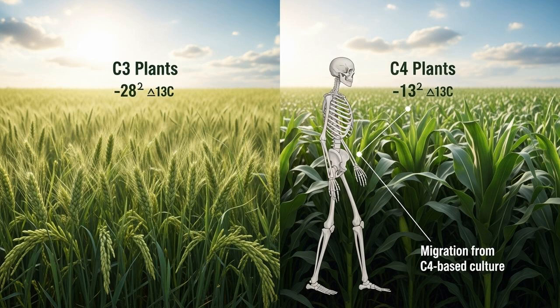So, if we find a skeleton in a wheat-growing region, but its carbon isotopes show a lifetime of eating maize, we know that person came from a maize-based culture. It's another powerful clue for migration.